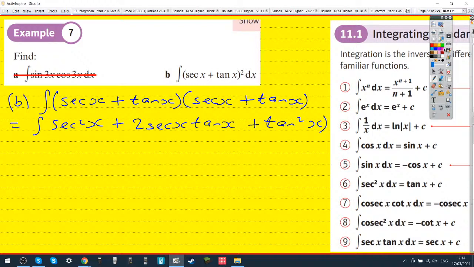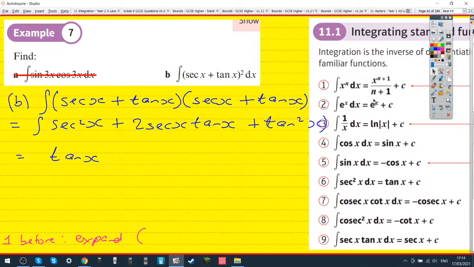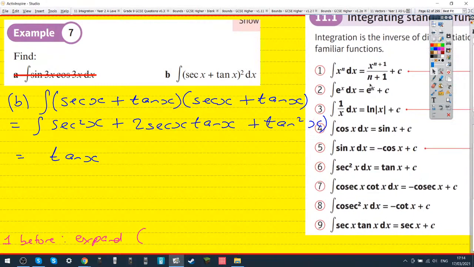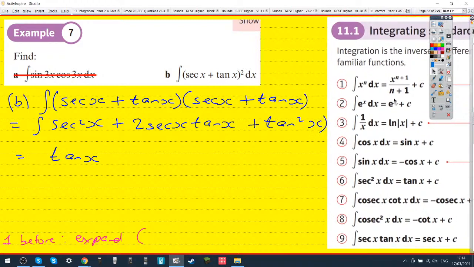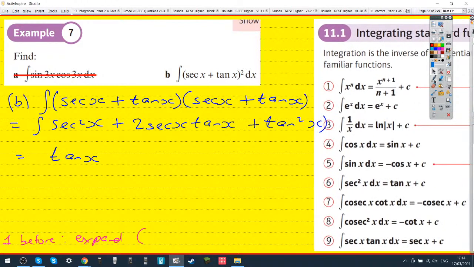Integrate time. Sec squared x is tan x plus... okay, that bit is number 9, but I can't see the end of number 9's equation. So tan x plus 2 sec x, and then just plus tan squared x. I don't know. I'll tan squared x you in a minute.